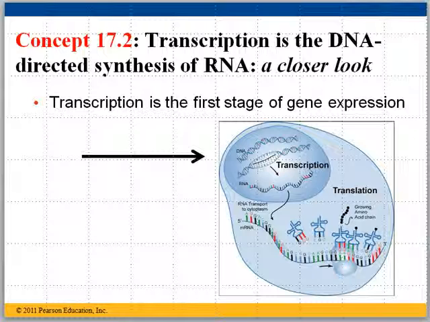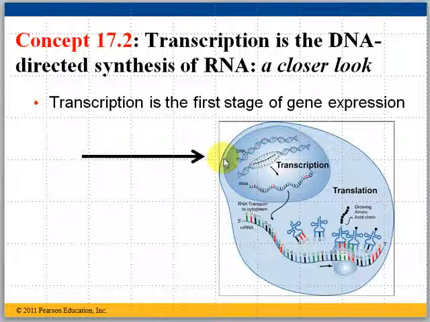Well, because I get so many emails like that, we're going to go ahead and add a few more details to our information here in Chapter 17. This is Concept 17.2, all about transcription. It says transcription is the DNA-directed synthesis of RNA, and we're going to take a closer look. Right now we're going to focus on this area inside the nucleus of a eukaryotic cell where transcription takes place. This is the first stage of gene expression.